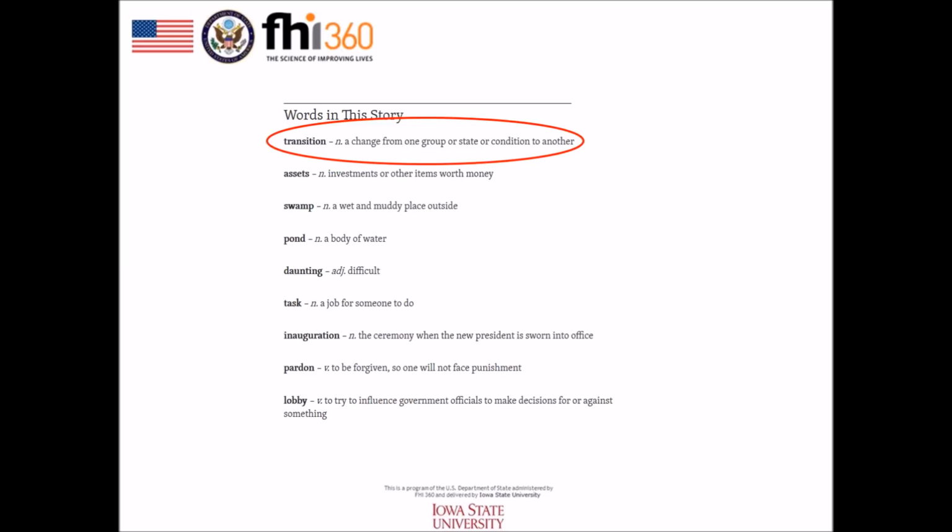Following the story is a list of those words that were highlighted. Here, transition is listed, and it's defined as a change from one group or state or condition to another. Okay, so a change. So the story is talking about a transition team, that is, a team that's responsible for managing the change.